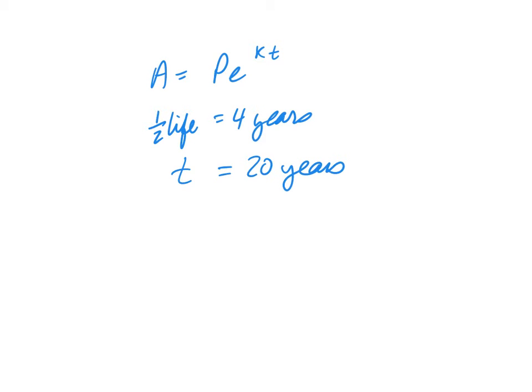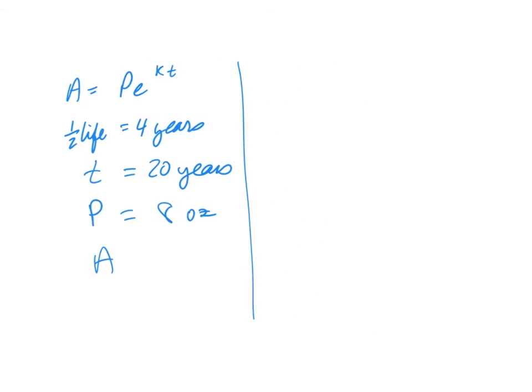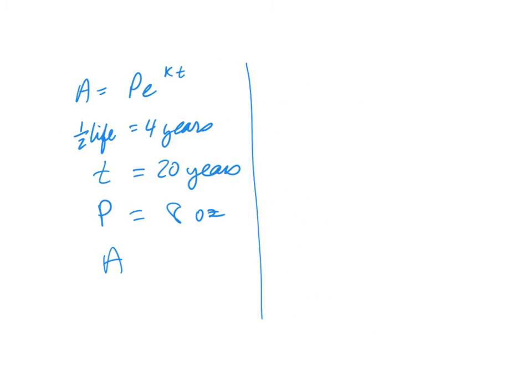And what is the 8? What's 8 going to be? You've got that right? Your P, your initial. And they want to know A after 20 years. So this one, you have to find the k first. So this is really 2 problems in one, okay? We're going to first find k.